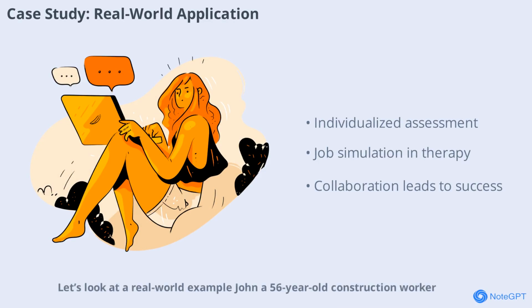Let's look at a real-world example. John, a 56-year-old construction worker, suffered medial epicondylitis in his dominant arm. Through a combination of therapy, job simulation, and collaboration with his employer, John gradually regained strength and confidence. By simulating work tasks in the clinic and at home and making ergonomic adjustments, John was able to return to light duty and eventually full work. This case highlights the importance of individualized assessment, creative problem-solving, and teamwork in successful work rehabilitation.